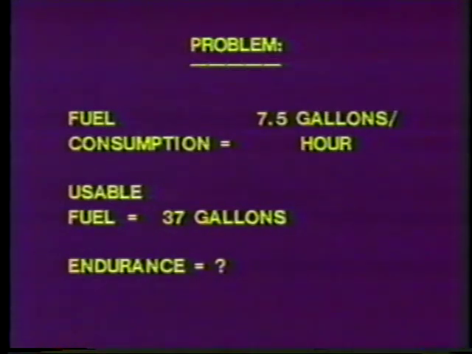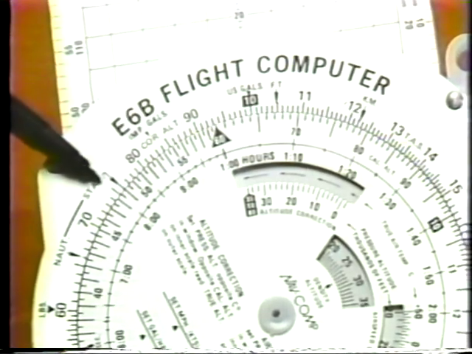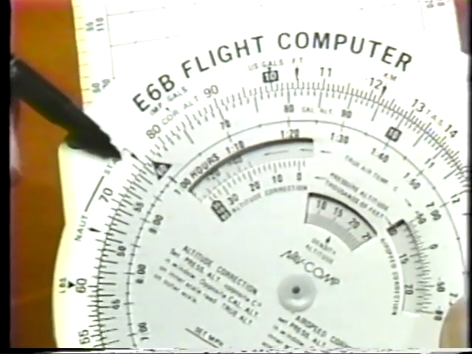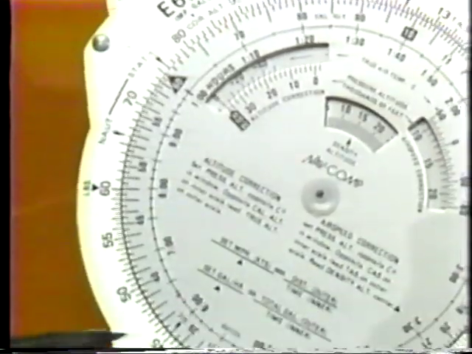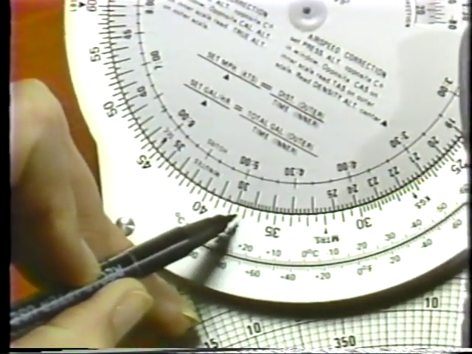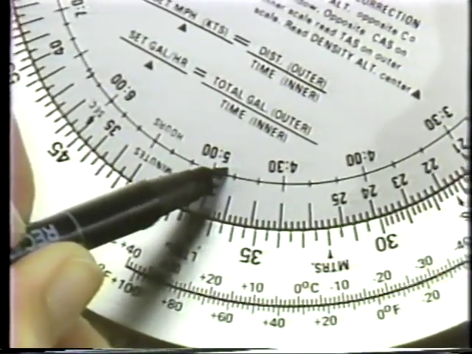The fuel consumption is 7.5 gallons per hour. Usable fuel available is 37 gallons. How long can you fly? First, set the rate arrow opposite 7.5 on the A scale. Locate 37 gallons on the A scale and read down on the C scale 4 hours, 52 minutes.